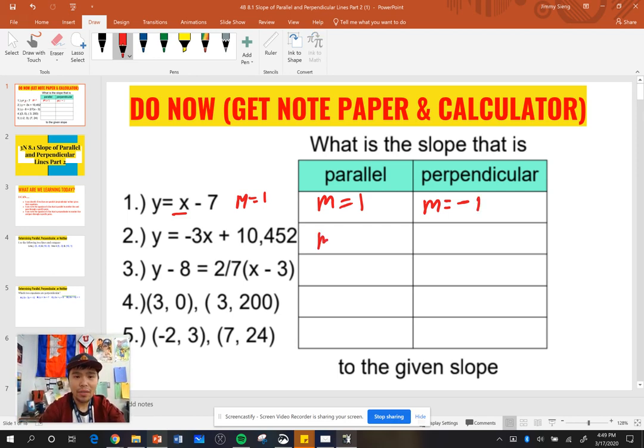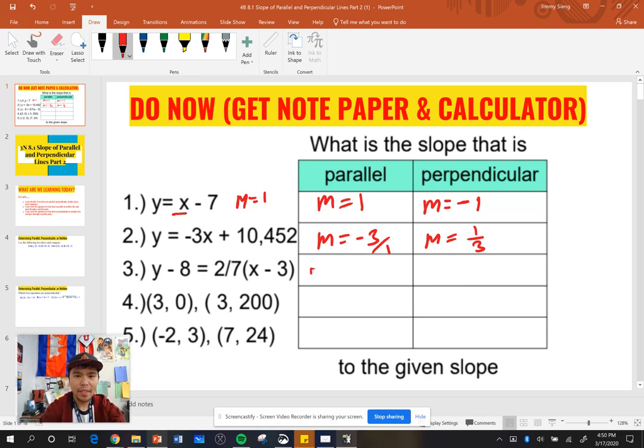Number 2, our slope there is negative 3. Again, perpendicular, opposite of that is positive. That's negative 3 over 1. We have positive 1 over 3, okay? Again, I know I'm going quick. This is just supposed to be a review. It's a warm-up, right, just to get you going and get your brain going with this, right?